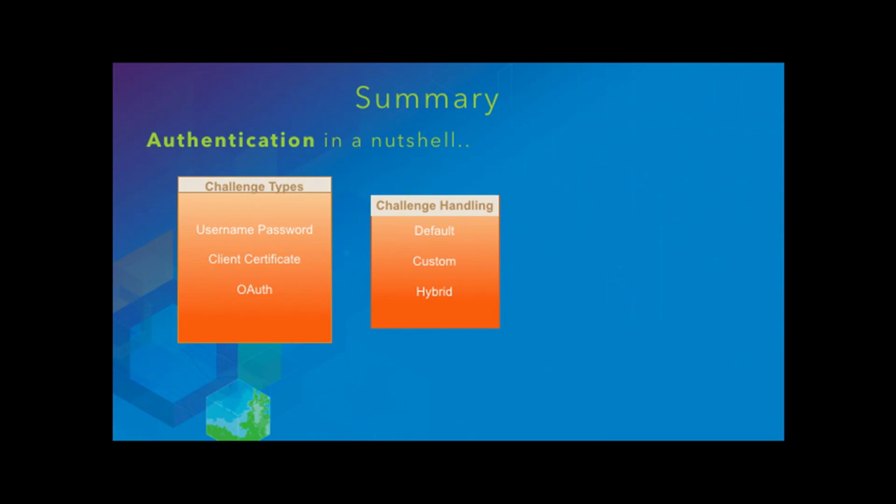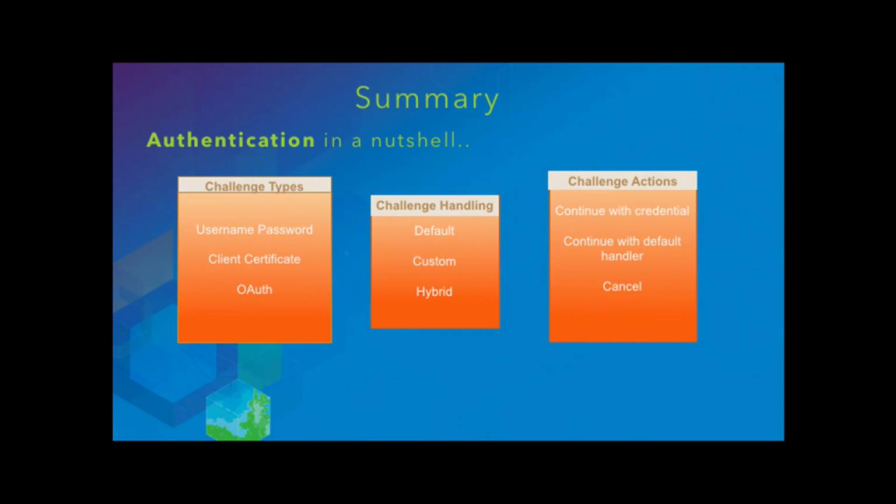And in order to handle the challenges, the SDK provides you with the default handling. Or as a developer, you can implement your own custom handling. Or you can do a little bit of both. Then we saw what different challenge actions are available. When you use custom handler and you get the credentials from the user, you can then continue the challenge with the credential, or you can let the default handler do it for you. The user can also cancel the challenge, in which case the resource will fail to load.